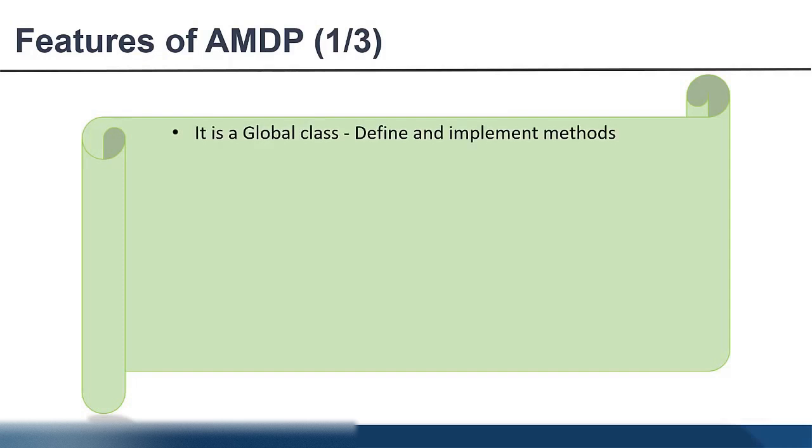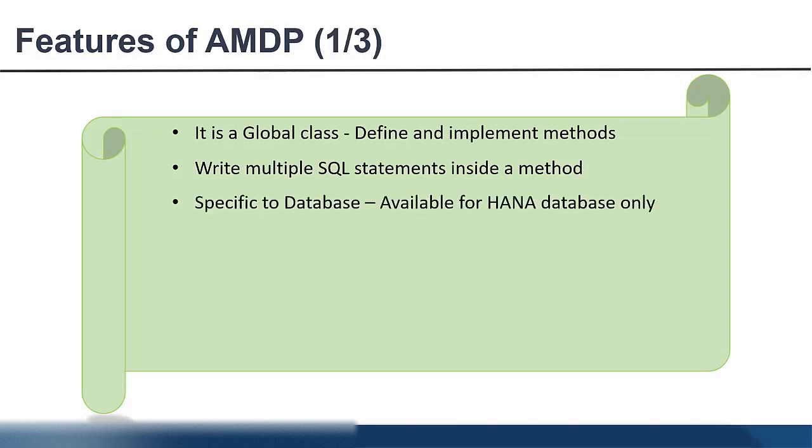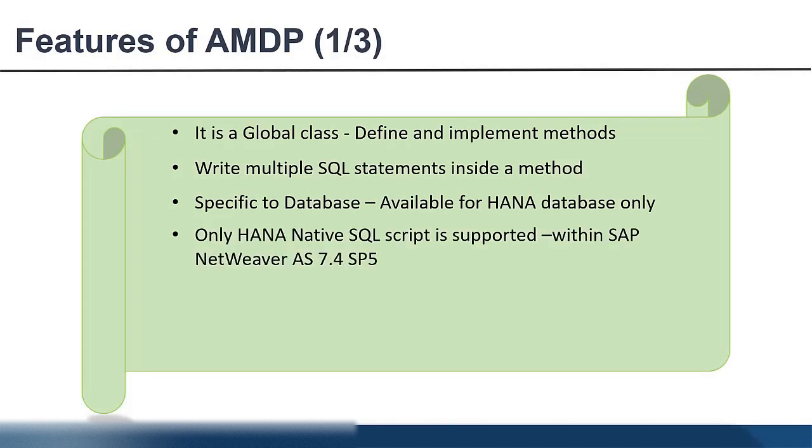AMDP is nothing but a global class in which you define and implement your methods. When you implement a method, you can write multiple SQL statements, and that is why you can have multiple SQL statements in AMDP. AMDP is specific to database, unlike CDS views, and as of now AMDPs are available only for HANA database. And that is why you can write only HANA specific native SQL script in AMDP, because AMDP is going to get executed directly in the HANA database.